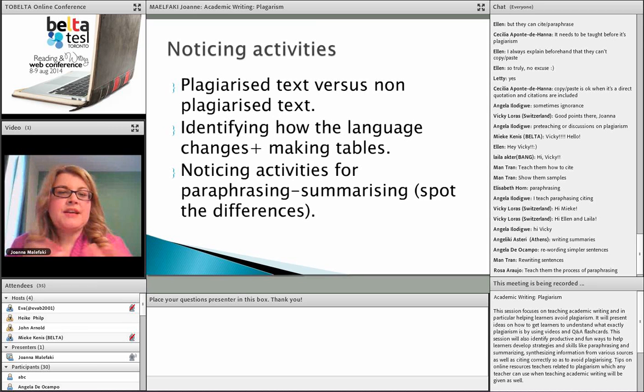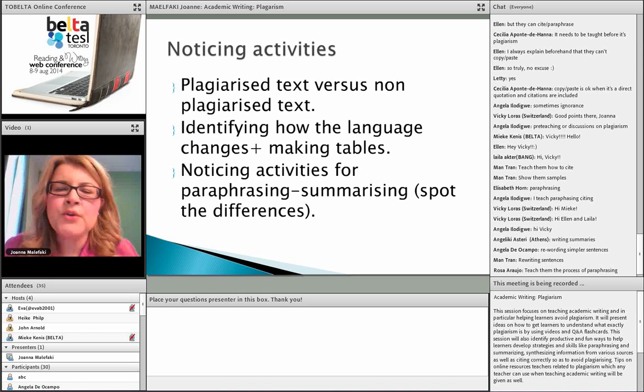You can also use noticing activities for paraphrasing and summarizing. You have the whole text on one side, a paraphrase on the other, and get them in groups to talk about the differences in the language, in the structure, in the forms, everything. In groups and then pairs and then individually. I think it's very important when you're trying to help learners who are not the strongest to give them as much support as you can. So start with group work, move on to individual work. So noticing is one type of activity.